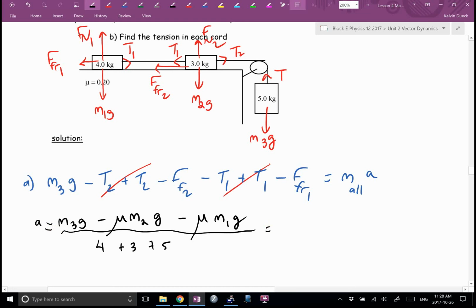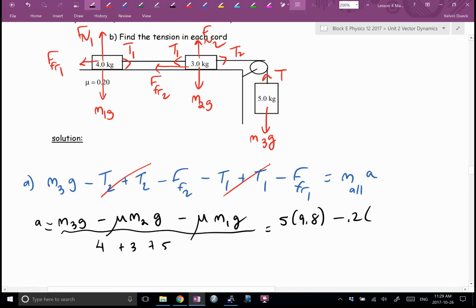So it's going to be 5 times 9.8. By the way, can you see how you could check ahead of time if it is going to accelerate? Calculate both frictions and compare them to M3G. If both frictions, when you add them up, are bigger than M3G, this ain't going anywhere. If they're smaller, it's going to accelerate. Or you could just not care, try solving it, and find out if you get a negative acceleration. Sometimes it's less work to solve the silly thing than it is to pre-solve it to find out whether or not it's solvable.